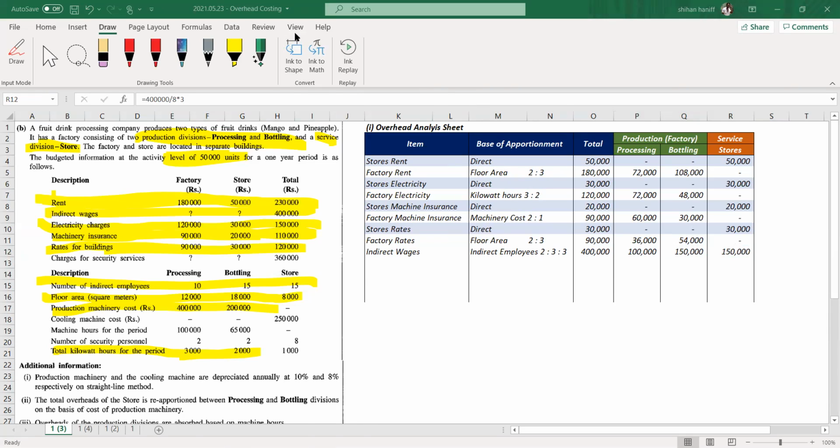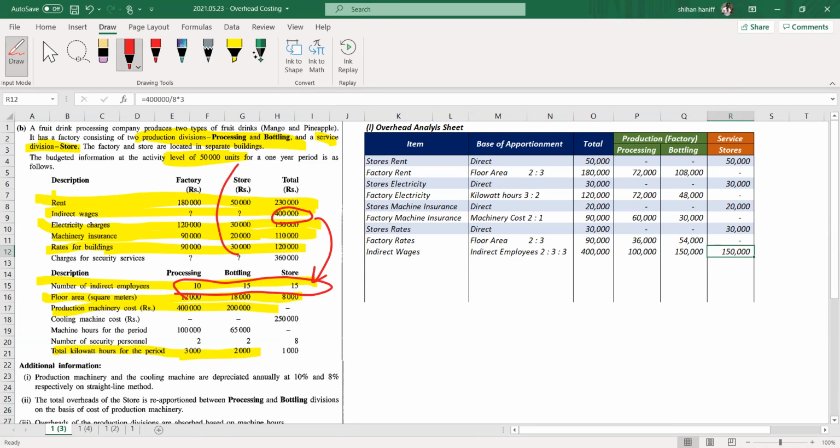Indirect wages are for both, yes, because they are given the total amount. Total amount is given as 400,000, and here they have given the number of indirect employees. So this amount will be divided based on the number of indirect employees. All the other ones, source value is separately given. Right. So you understand the difference between the other expenses and this.